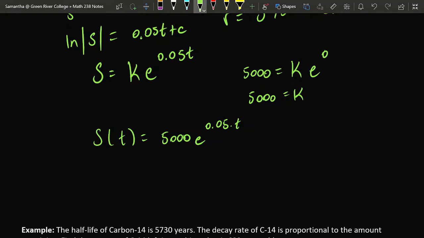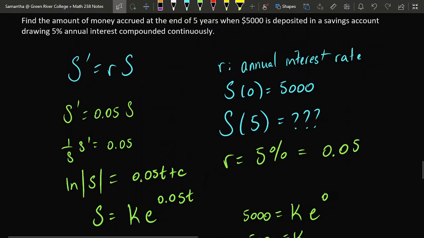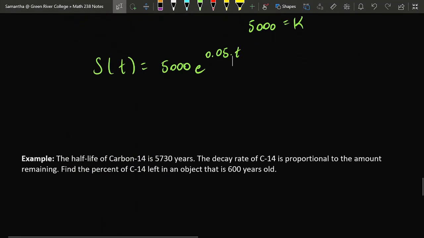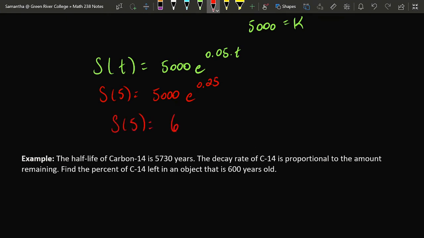So now let's go ahead and answer the question. It says, what is the value of S when t is equal to 5? Now that we've solved the differential equation, all we have to do is plug in t equals 5. And the investment is now worth $6,420.13.